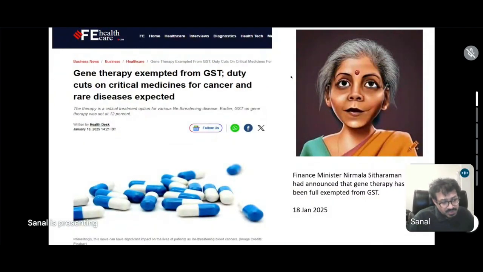So as I was telling you, single gene therapy costs millions of dollars. The effect of a gene therapy may be lifelong, or it may save several lives, but it is extremely costly. Luckily, our finance minister Nirmala Sitharaman has announced that gene therapy will be fully exempted from GST.